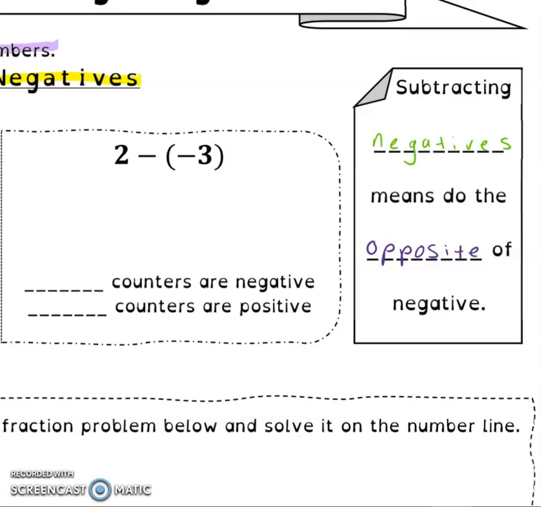So let's keep green negative. So green counters are negative, and let's say pink counters are positive. You can pick whatever colors you like. I'm going to stick with pluses and minuses because for me, it makes my life easy. So right now we need 2 positives, 1, 2.